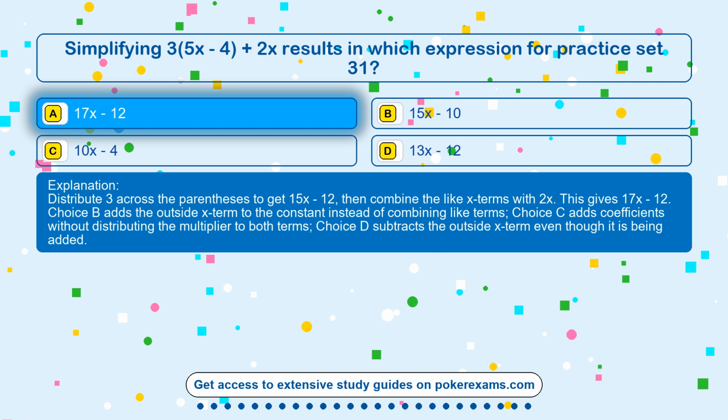Distribute 3 across the parentheses to get 15x minus 12, then combine the like x terms with 2x. This gives 17x minus 12. Choice B adds the outside x term to the constant instead of combining like terms. Choice C adds coefficients without distributing the multiplier to both terms. Choice D subtracts the outside x term even though it is being added.